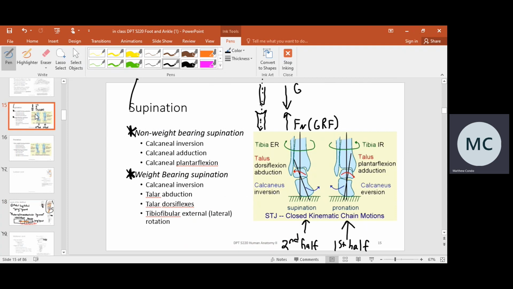For the supination, is the talus doing the function or the plantar fascia? And the supination? Talking about this one here? Yeah. So that's weight bearing. So it's going to be doing dorsiflexion and abduction in weight bearing. Non-weight bearing is mostly based off the calcaneus. Does that make sense?